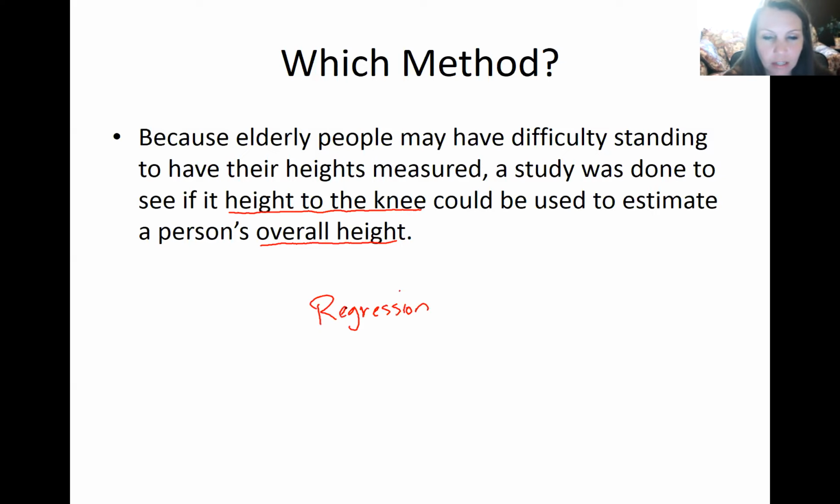One way to tell that it's regression is that it has those two quantitative variables. Also, usually one of our goals for regression is to make predictions or to estimate things. Here it says we did this study to see if variable 1 could be used to estimate variable 2. So that's another indication that we would be dealing with regression.